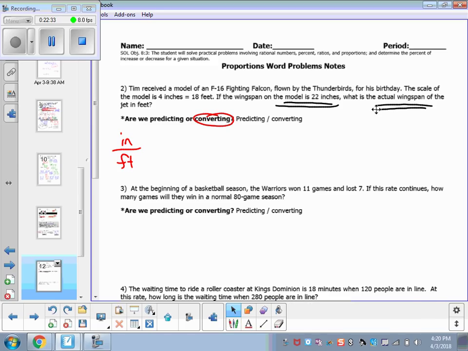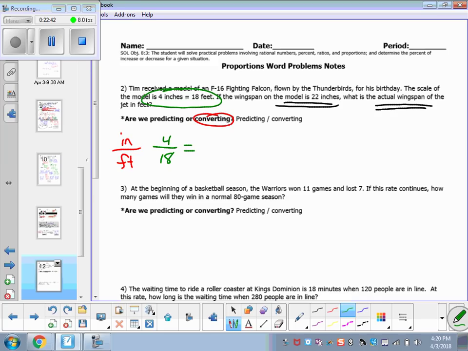The next thing we're going to do is start with what we've been given. We've been given that 4 inches represents 18 feet, and we can set that equal to, all right, let's see. The model is 22 inches. Inches are in the numerator, so we're going to put a 22 here. We do not know the actual wingspan length in feet, and feet is down here. So this time our unknown is in the denominator.